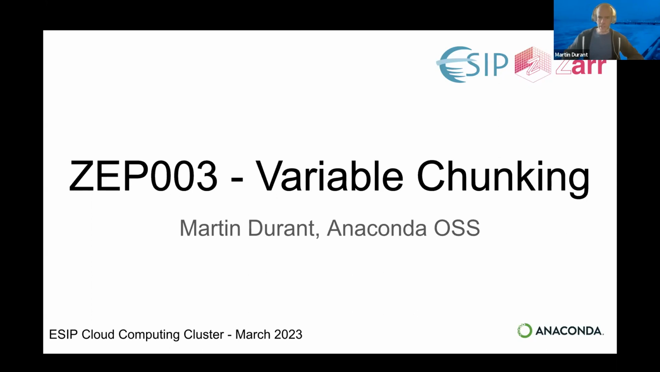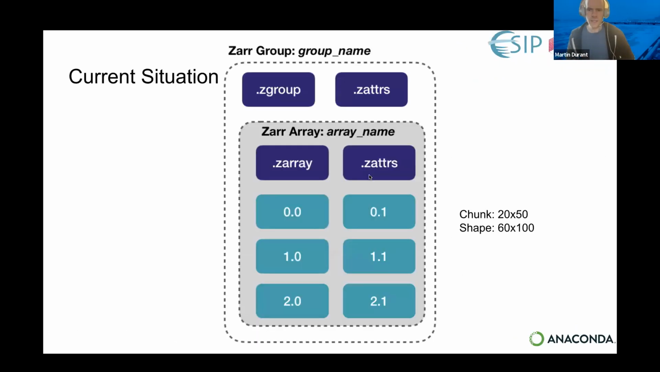ZEP 3 is a pretty simple proposal, and it's about the chunking, as Ryan already mentioned. So this is how things are stored at the moment. I guess this diagram was built for V2, but it's not conceptually different for V3, in that you have groups. In those groups, you can have one or more arrays, and you can have more groups. But in each array, you have these chunks. And the chunks have a simple indexing pattern, 0.0, 0.1, etc.